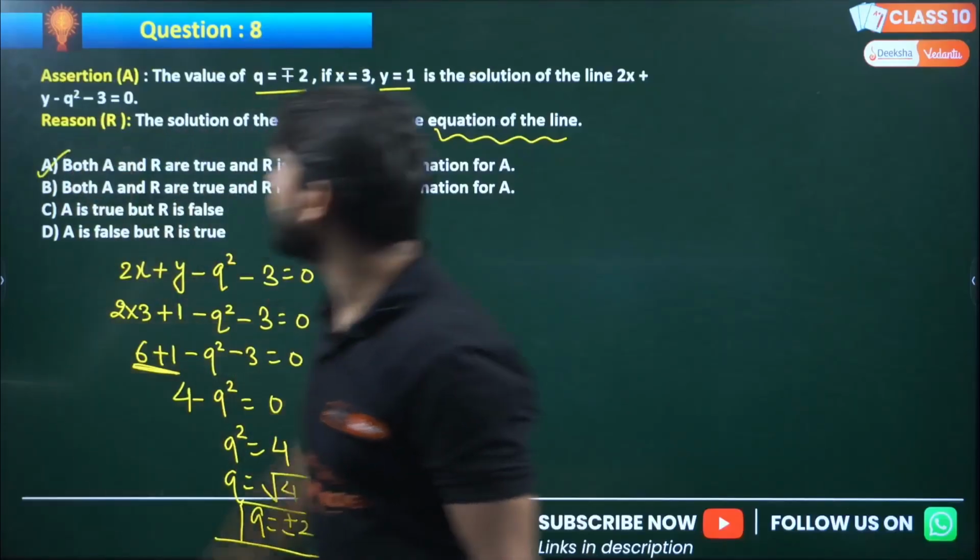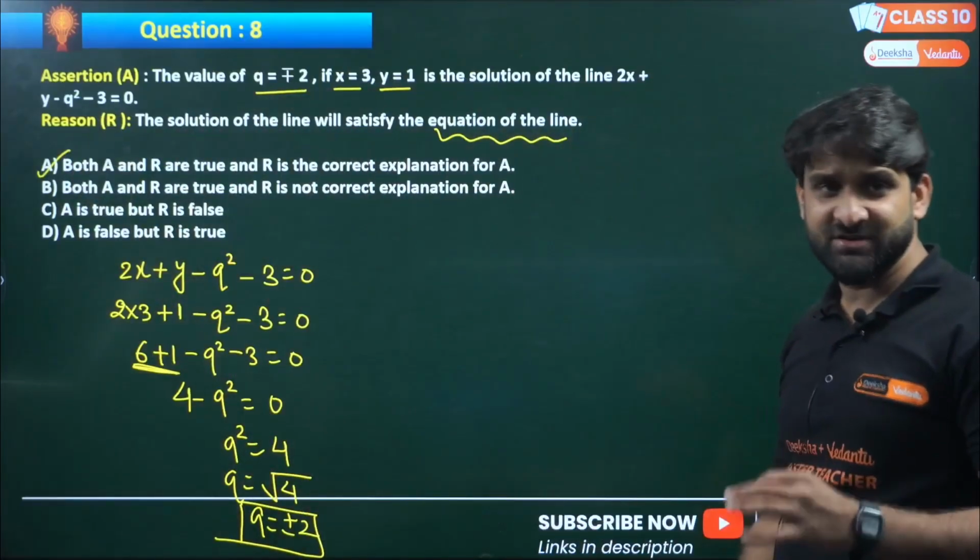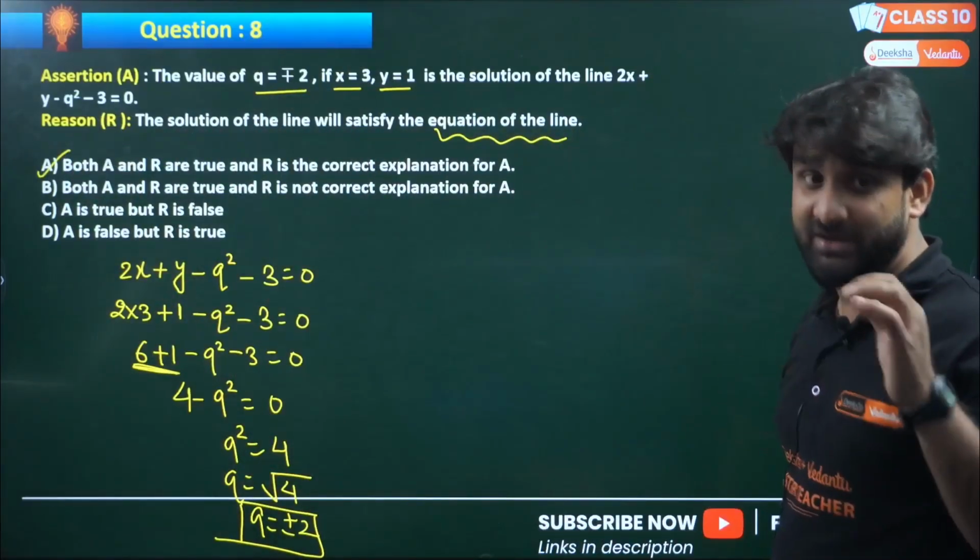I will go through option number A. Both assertion and reason are true, and reason is the correct explanation for it.